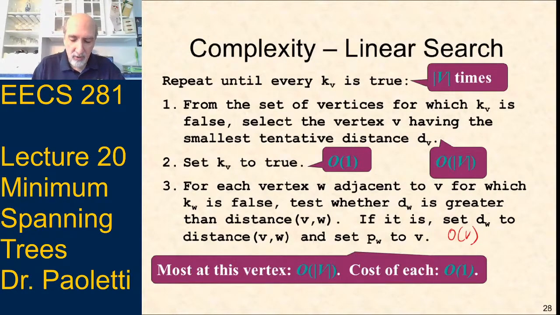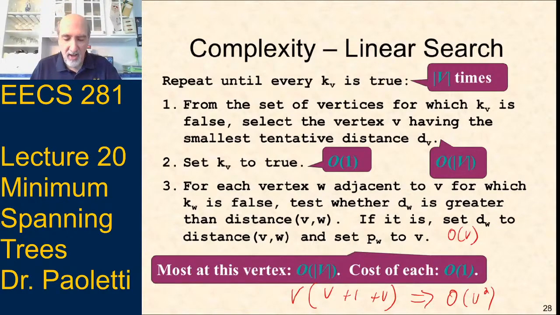So we've got an outer loop. So we've got basically V times our outer loop of V plus 1 plus V, which is O of V squared. The outer loop runs V times. Step 1 costs V, step 2 costs 1, step 3 costs V. So it's V times (V plus 1 plus V), which gives us O of V squared. So not too bad. It finds a minimum spanning tree in quadratic time.